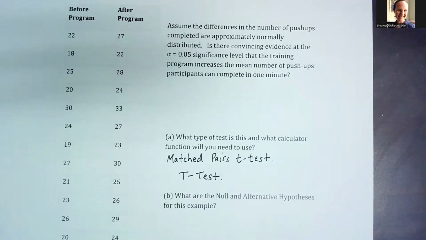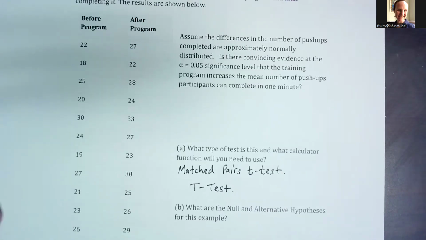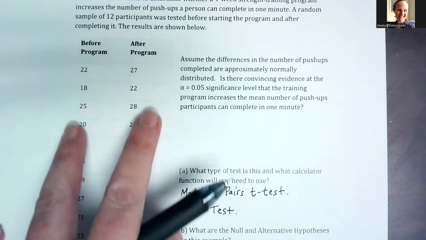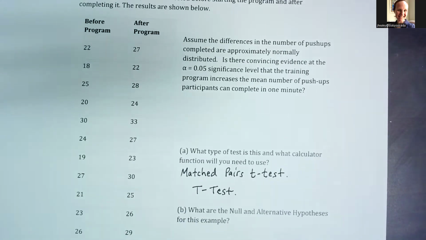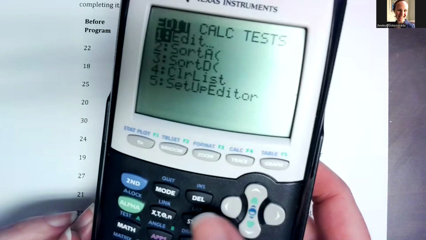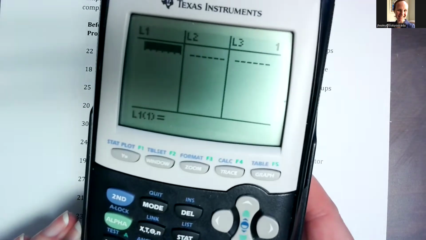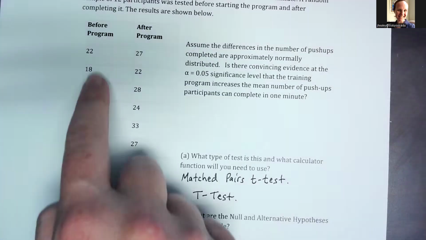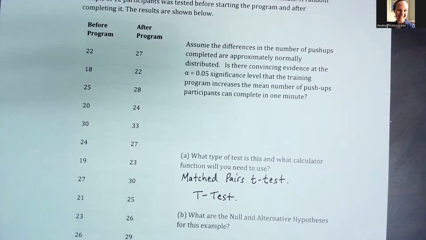Okay. So what I am going to need to do in just a moment is enter both of those lists. So I'm going to grab my calculator, and we're going to hit the stat button, and under edit, it's going to pull up the list function for us. So I'm going to enter all the before numbers into L1. So 22, 18, 25, 20, 30, 24, 19, 27, 21, 23, 26, and 20.